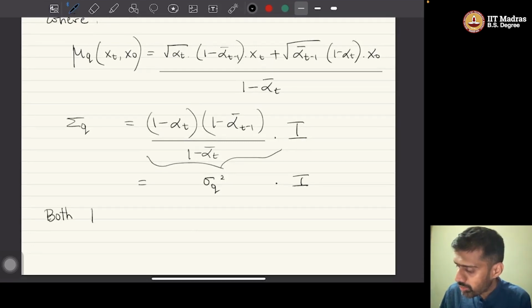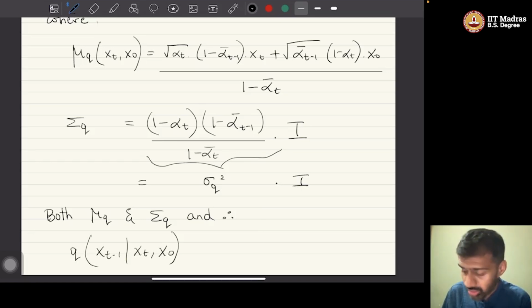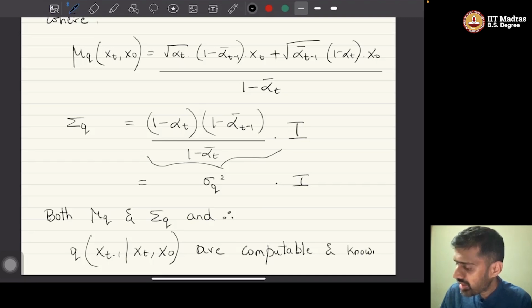Both mu q and sigma q, and therefore this q of xt minus 1 given xt and x naught, which is the first distribution that comes up in the consistency term, are computable, right, because we know what xt is, we know what x naught is, and we know what the other terms are, so the entire thing can be computed.